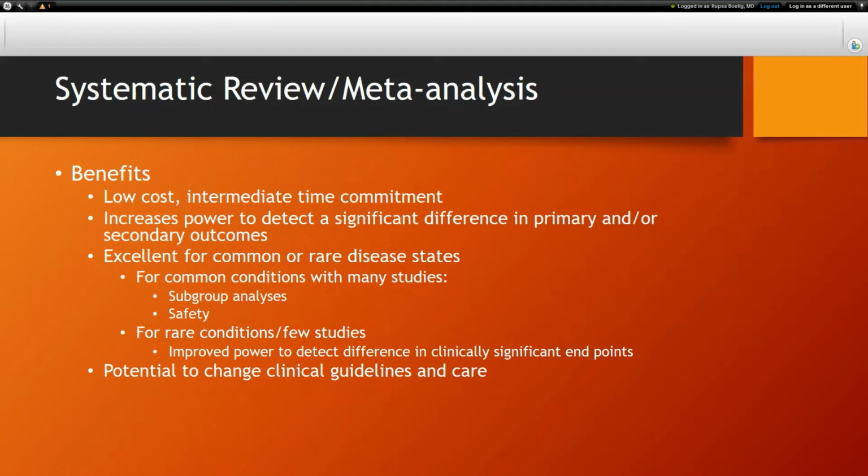And then can I ask a question? When you combine, and if you were to do a review of both RCTs and observational studies, does that dilute the significance of your findings?